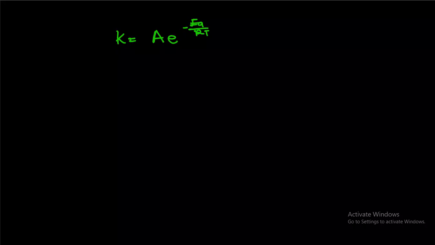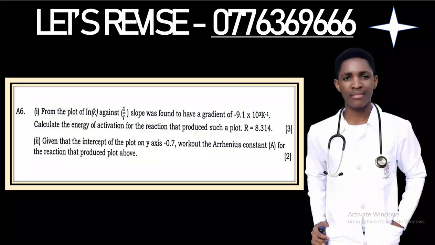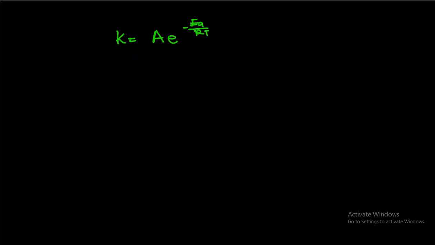So now, what have we been taught? We have been taught that the plot is between ln k and 1 over T. So what we are going to do to the equation is introduce ln to both sides. But what I want you to see, guys, is that on this side we have A and e to the power EA over RT.